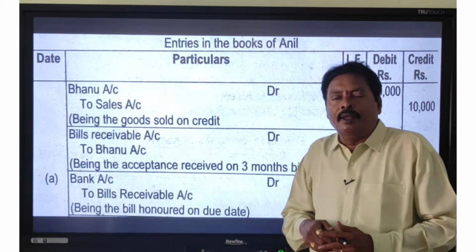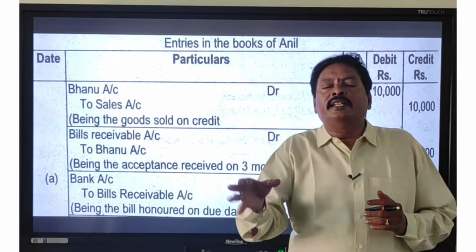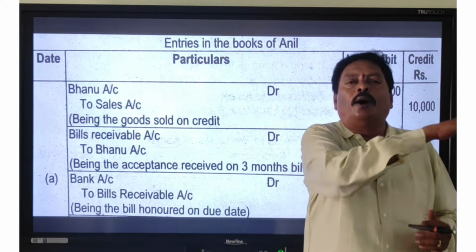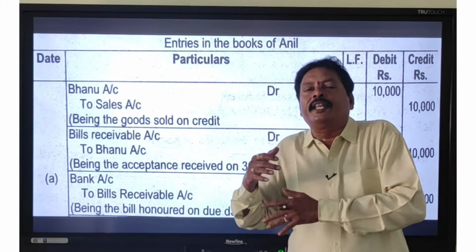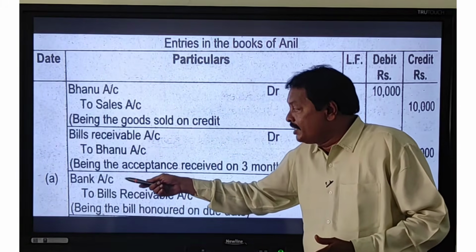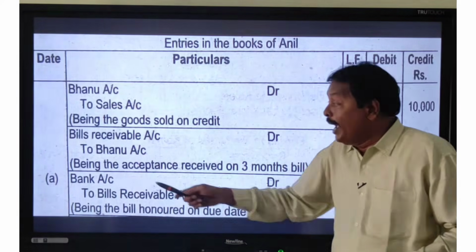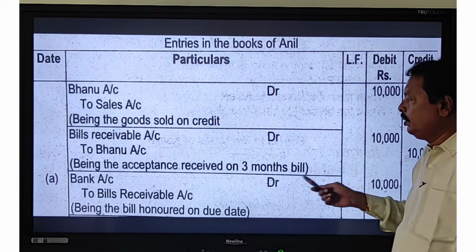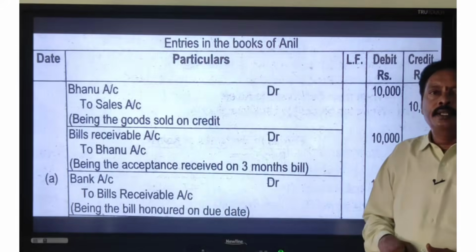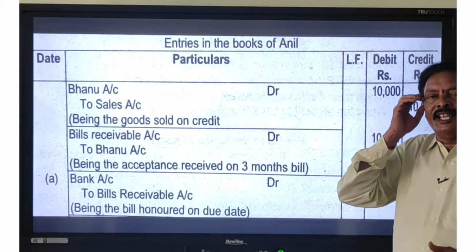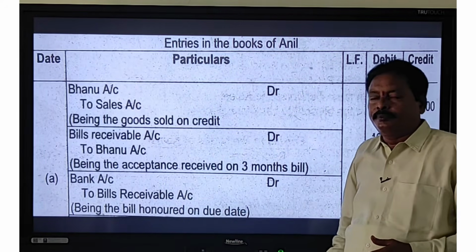At the same time, after getting cash, Anil sent that bill to Banu. As per real account, debit what comes in and credit what goes out. Here in this transaction, bank comes in, bills receivable goes out. So, bank account debtor to bills receivable account, being the bill honored on due date. These three transactions we have to write in the books of Anil.